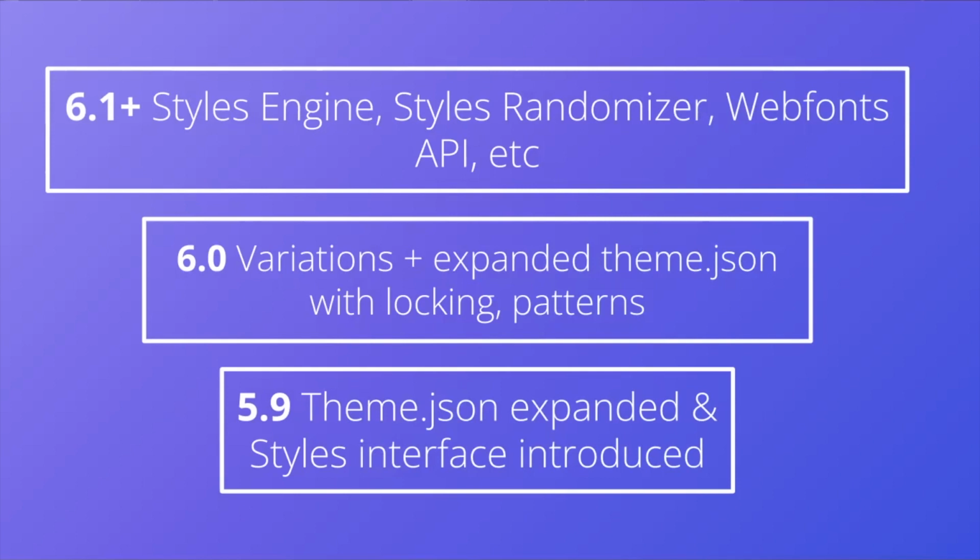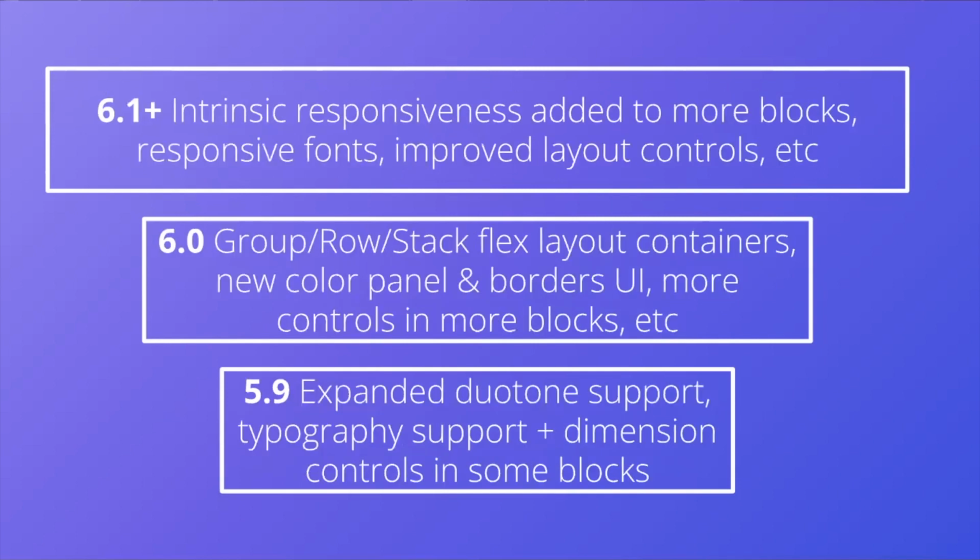And then in 6.1, there's tons of work and beyond around the styles engine, having a styles randomizer. So things like being able to, when you're in the styles interface, hit a randomizer button and have really beautiful design options right in the interface using the different style options. Also, the Webfonts API, which was pushed from 5.9, as well as adjusted for 6.0. I expect to see that land in future releases as well. So again, you can see this kind of building upon each other happening once more.